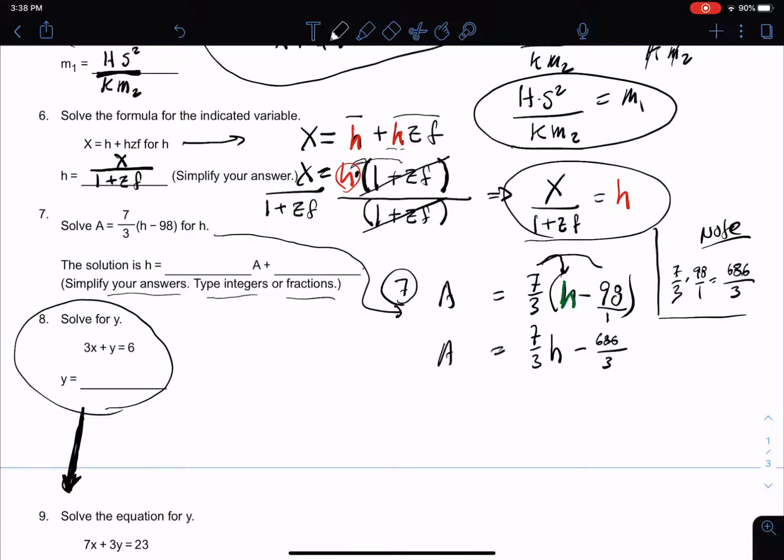What are we supposed to be isolating? We're supposed to be isolating this green h right there. Before we try to isolate that, we really need to get the h terms by themselves. You have this piece here. Let me use another color, the orange color. If I have a negative 686 over 3, I can turn it into 0 by adding that positive value, or its opposite. So now I'm going to add that to both sides.